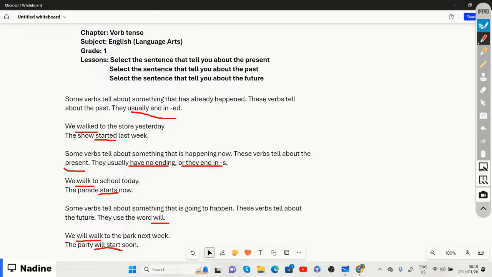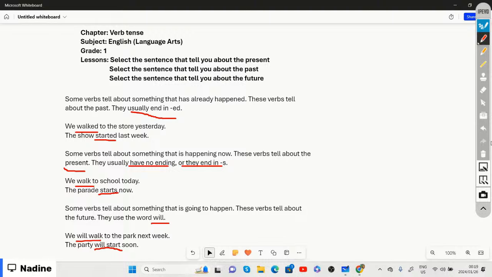And that is basically our verb tenses. I gave you examples now of our verbs in the past, in the present, as well as in the future. And we specifically said that the verbs in the past usually end in ed, and they tell us about something that has already happened, that's in the past. It happened already, it is past.